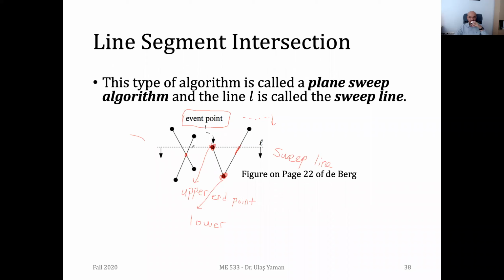Hocam, I have a question. Yep. How often do we draw the sweep line? Every time we see an event point or another?